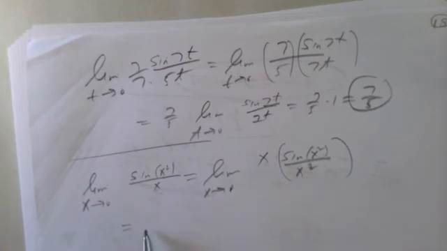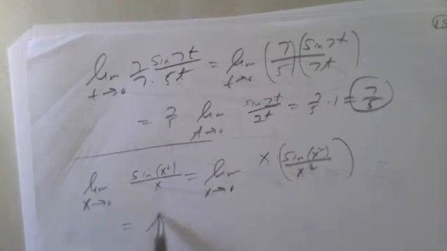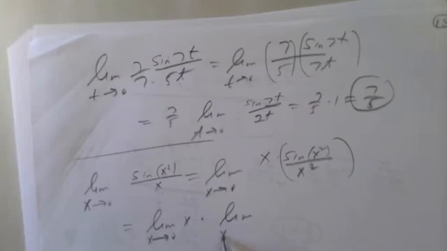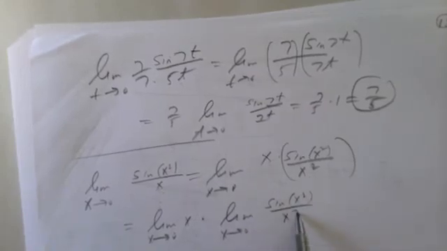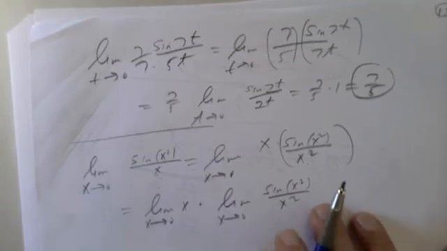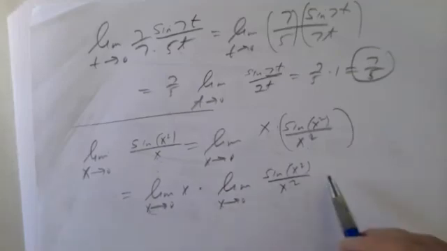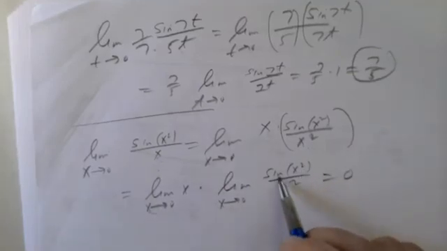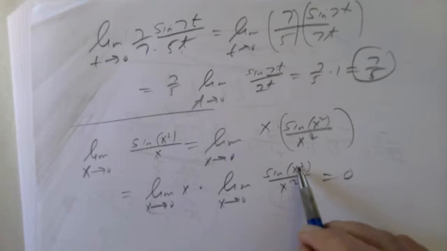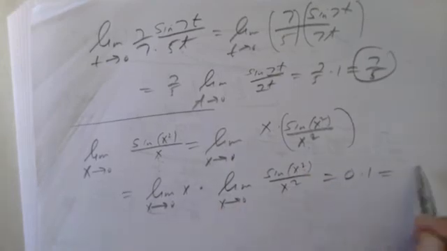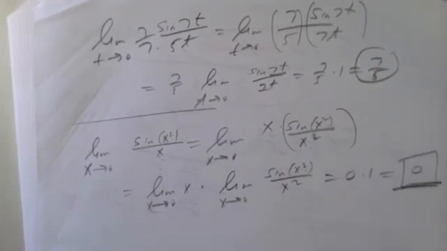And the limit of a product is the product of the limits when they both converge. So this is the limit as x goes to 0 of x times the limit as x goes to 0 of sine of x squared over x squared. As x goes to 0, x goes to 0. This limit is 0. And sine of x squared over x squared, it's the same thing here and here. That limit is 1. So we get 0 times 1, which is 0, which is the answer.